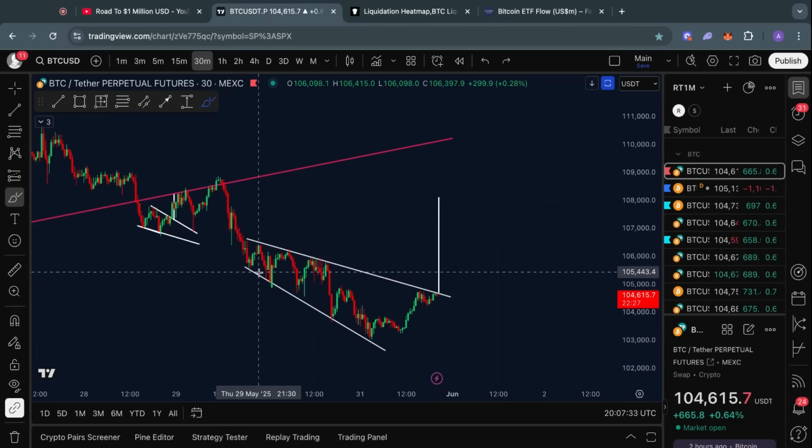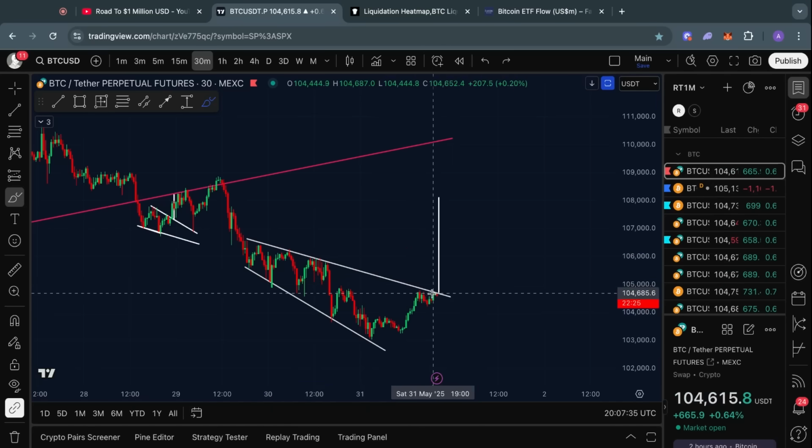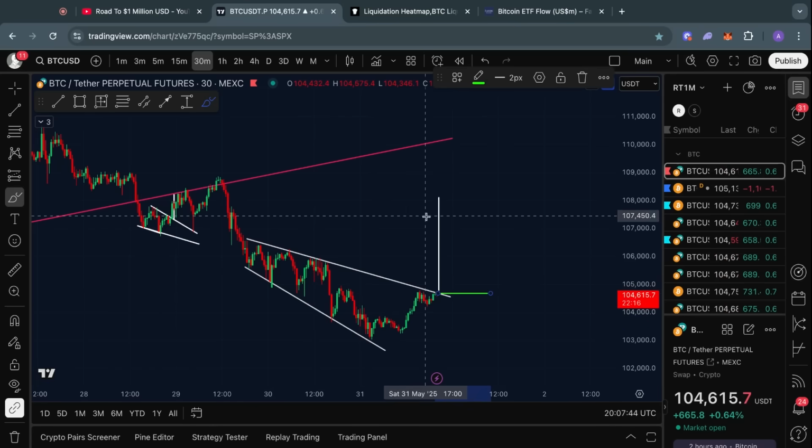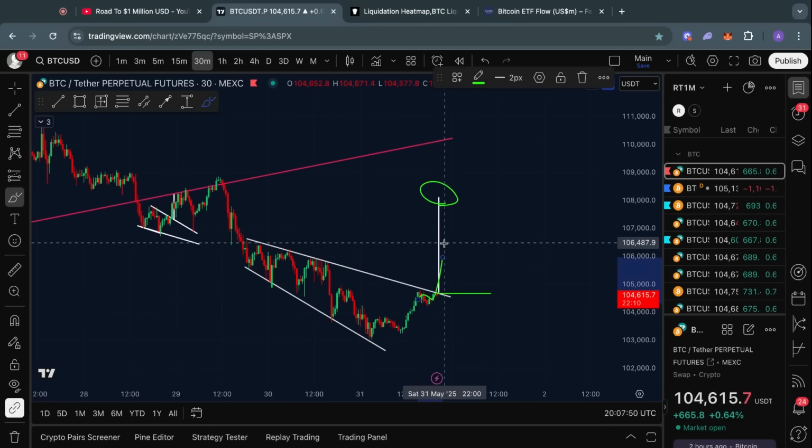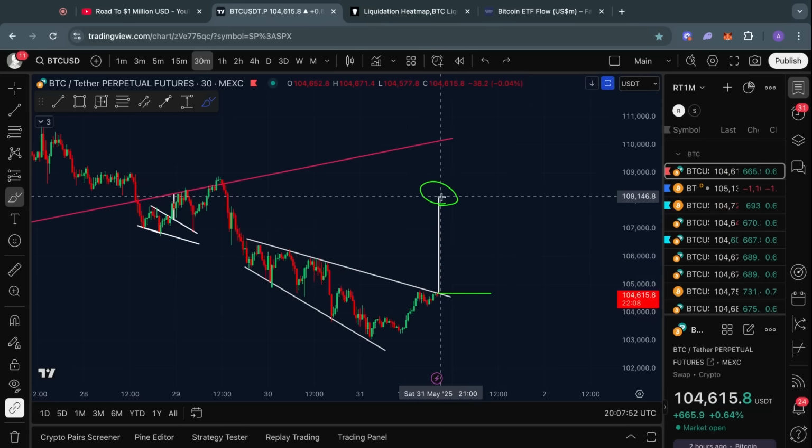Either way, if we were to break out to the upside here, guys, and we are pretty close to potentially breaking out, the point of the breakout is sitting at about 104.7K, roughly speaking. And in terms of a price target that would set up in the case that we break out to the upside, that is already at 108.1K in the Bitcoin price.